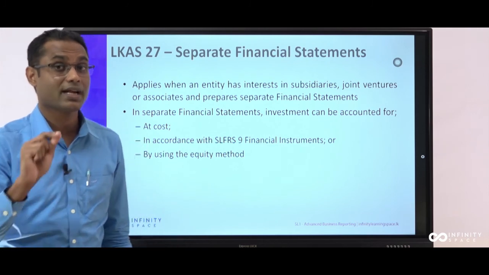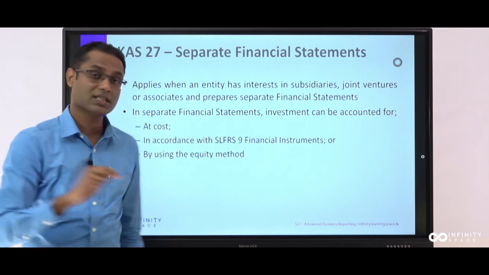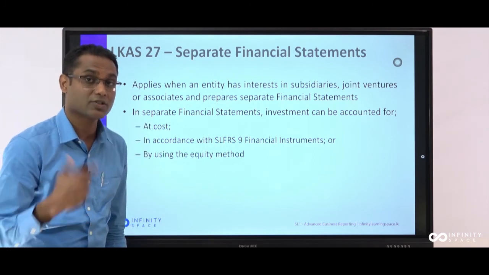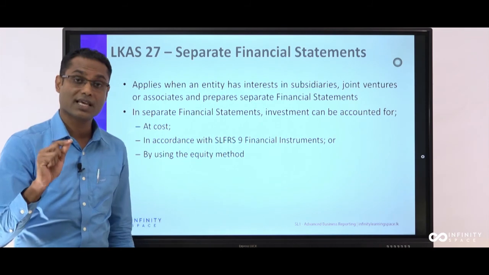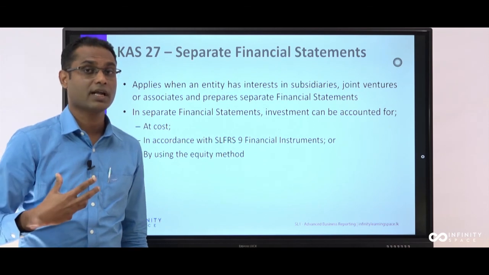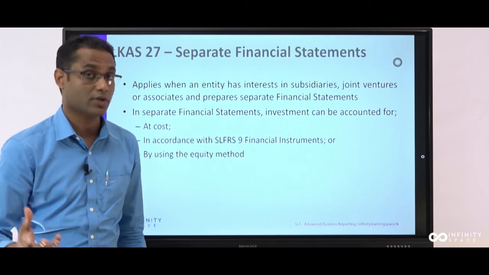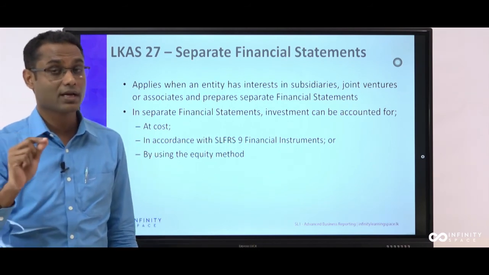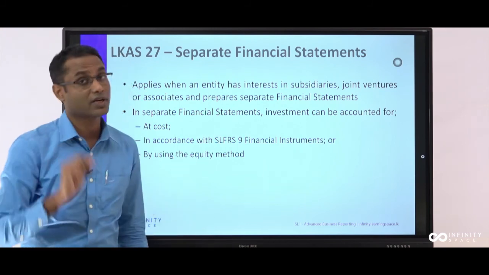What the standard says is, the standard has given a choice to the entity. An entity can follow one of the three methods mentioned in this slide. It can account for the investment in subsidiaries, associates and joint ventures in separate financial statements at cost, or else in accordance with SL1 9, the financial instruments standard, which means you have to fair value, and the fair value changes you can recognize either through fair value through P&L or fair value through other comprehensive income. Or else the parent can account for the investment in a subsidiary, associate or joint venture by using the equity method.